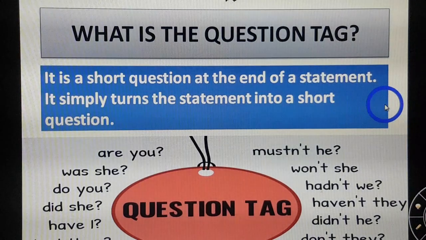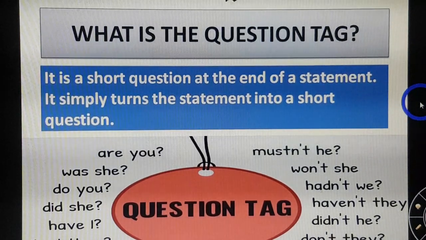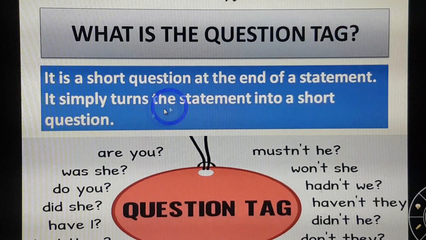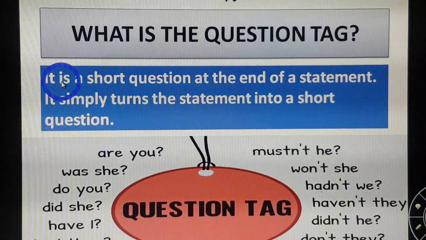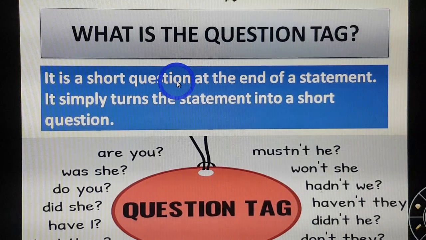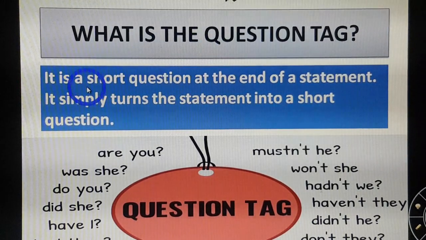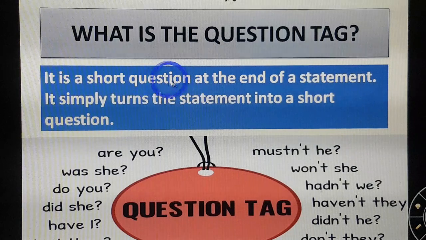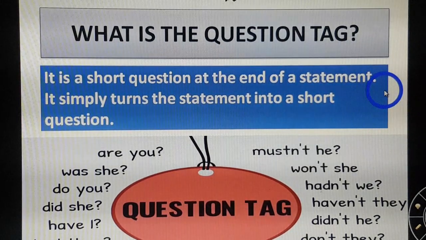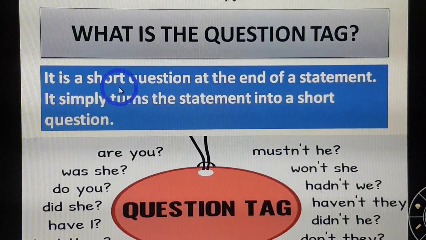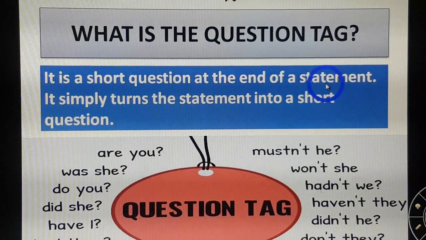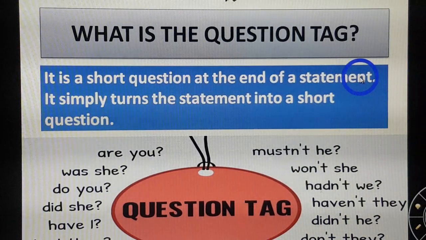The first question we have here, what is the question tag? When I want to define the question tag here, as you see here, we should say it's a short question. So this is number one. إذا أول حاجة عندي question tag is a short question. So it is a short question at the end of a statement. إذا أنا عندي هنا سؤال قصير جدا يوضع في نهاية الجملة الخبرية statement.